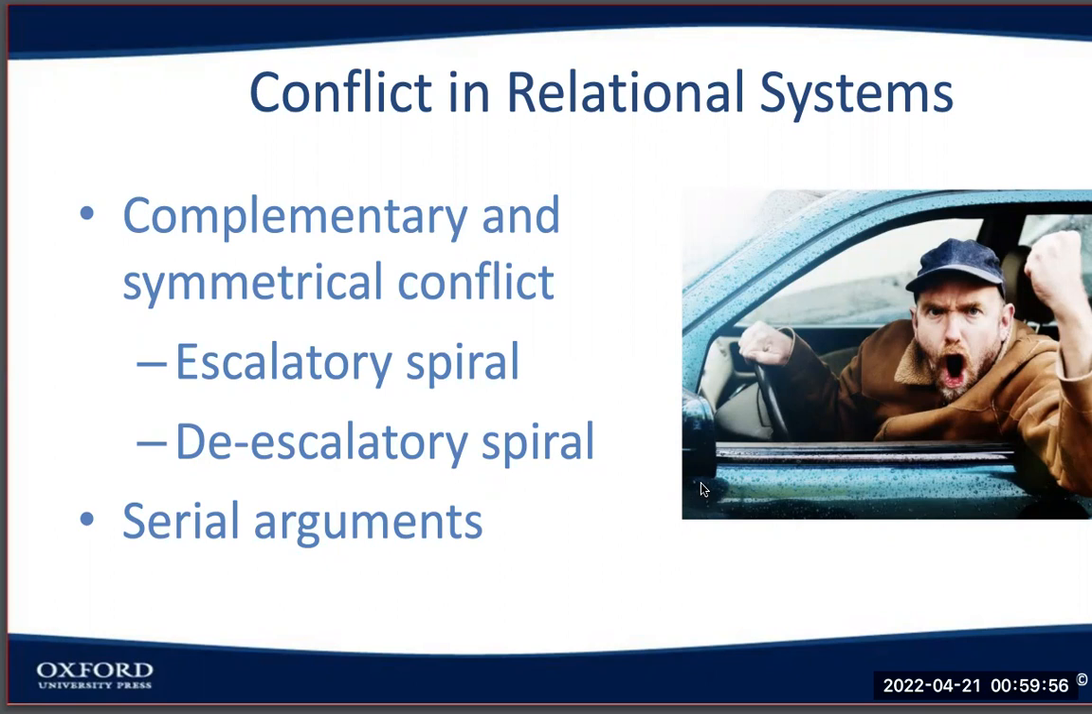Conflict happens within relational systems and is determined by how the people involved are interacting. You have complementary and symmetrical conflict. So even though the side you choose in a conflict is important, your approach isn't the only factor that will determine how the situation unfolds. In reality, conflict happens within the relational system that we're talking about.